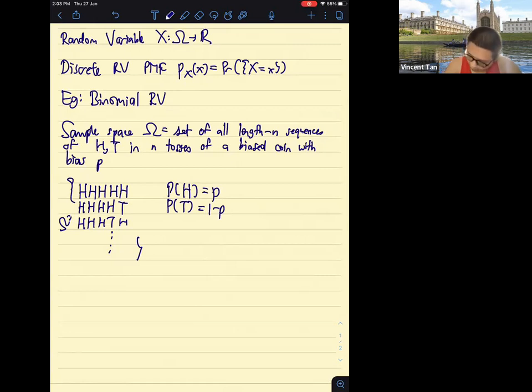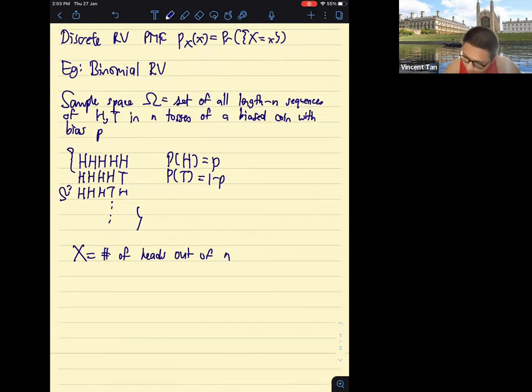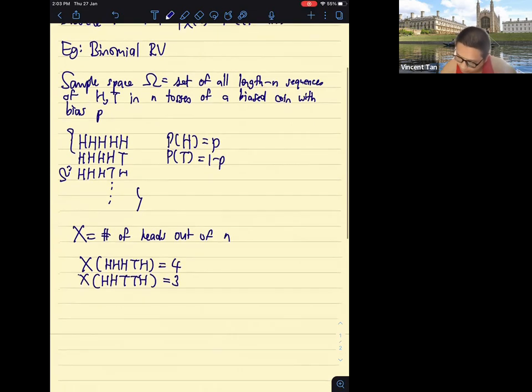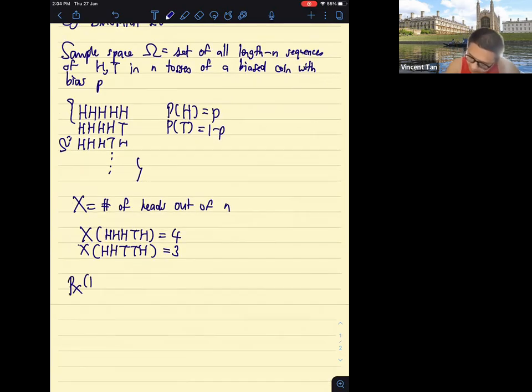Now we can form a random variable X that counts the number of heads out of n. Clearly X is a random variable because it maps the sample space, so it maps each of these sequences to a number. For example, X maps heads, heads, heads, tails, heads to 4, and X maps heads, heads, tails, tails, heads to 3, because there are 4 heads and 3 heads respectively. More precisely, we can write down the probability that X takes on the value k. Because of this probability structure, each head has probability P, and we have k heads out of n; in the illustration, n is 5. Then it's clear to see, and I explained this towards the end of the lecture last time, that this is n choose k, p to the k, 1 minus p to the n minus k.